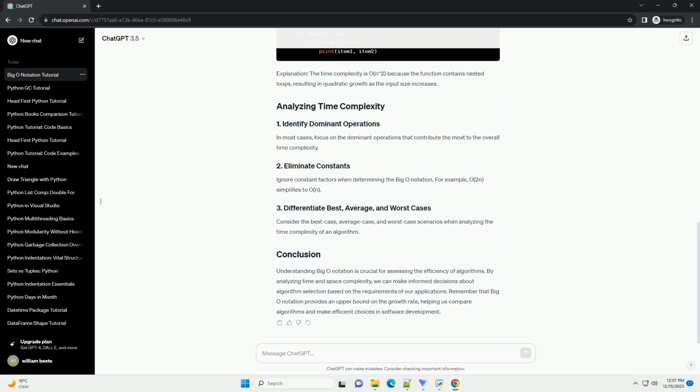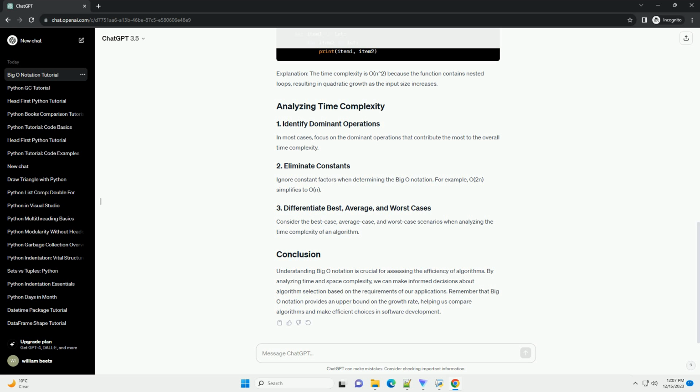Big O notation is a way to analyze and describe the efficiency of algorithms in terms of their time and space complexity. It helps us understand how the performance of an algorithm scales as the input size increases. In this tutorial, we'll explore how to calculate Big O notation for Python code with examples. Big O notation is expressed in the form O(f(n)), where f(n) represents the growth rate of the algorithm concerning the input size n.